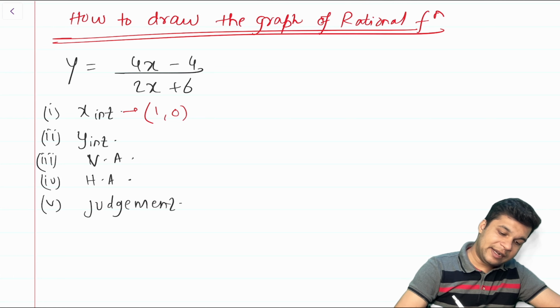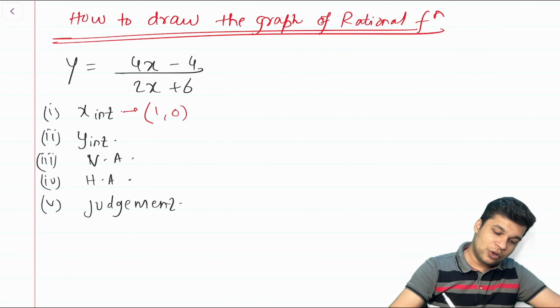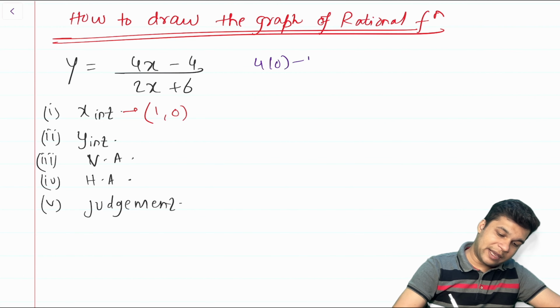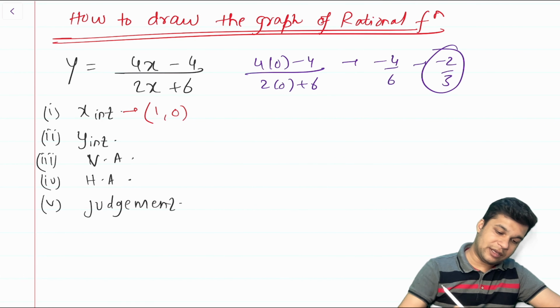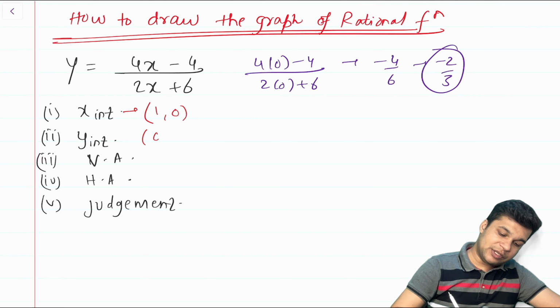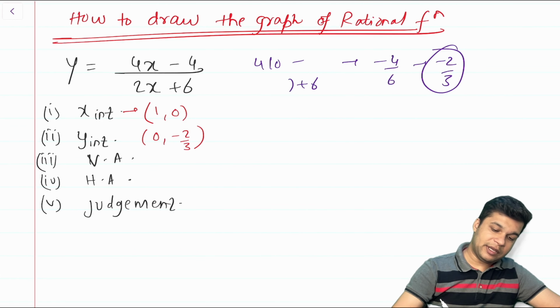How do you find the y-intercept? Substitute x as 0. So you get 4 times 0 minus 4 divided by 2 times 0 plus 6. So you get negative 4 by positive 6, which is negative 2 by 3. So your y-intercept will be (0, negative 2 by 3).